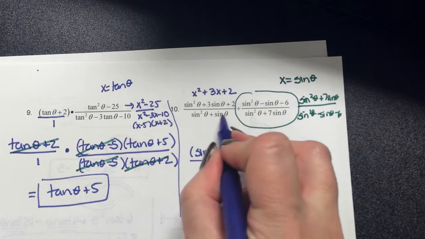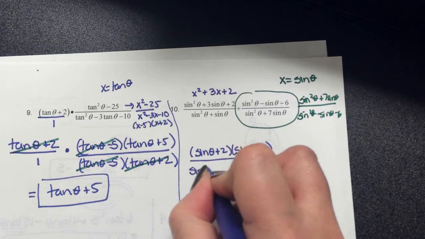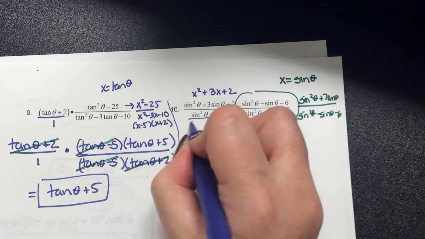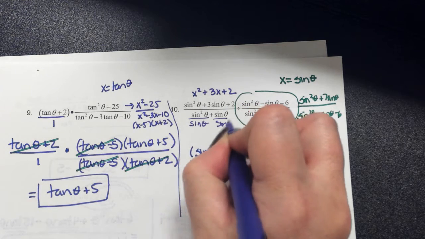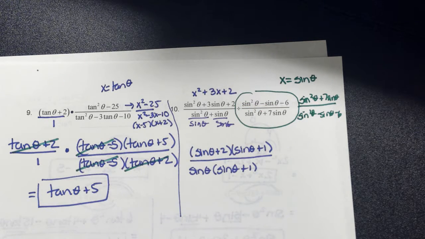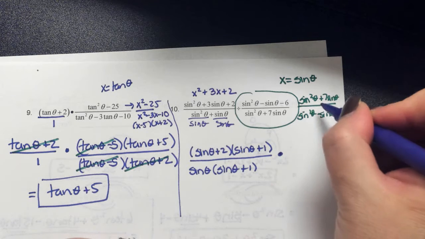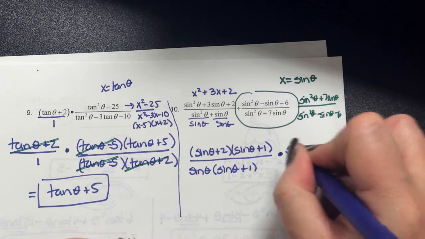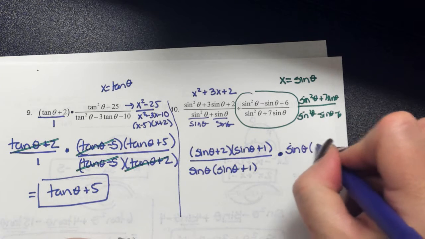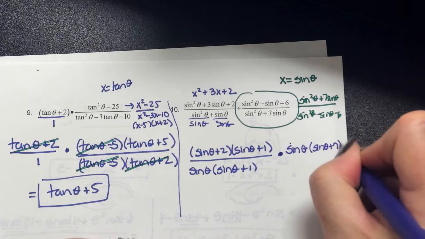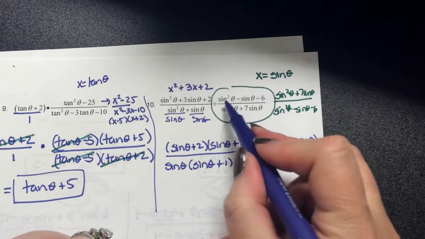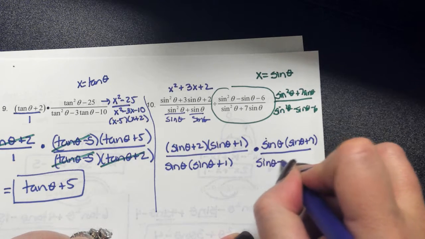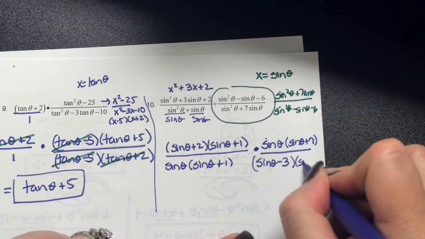Over. The only thing that's in common in the denominator is I can factor out a sine theta. That's going to leave me with a sine theta plus 1. Don't forget when you factor out GCFs, you have to divide. So sine theta divided by sine theta is a 1. Times. So I can factor a sine theta out of the sine squared theta plus 7 sine theta. So that's going to give me a sine theta plus 7. Over. Factors of negative 6 that add together to give me negative 1 will be a minus 3 and a plus 2.